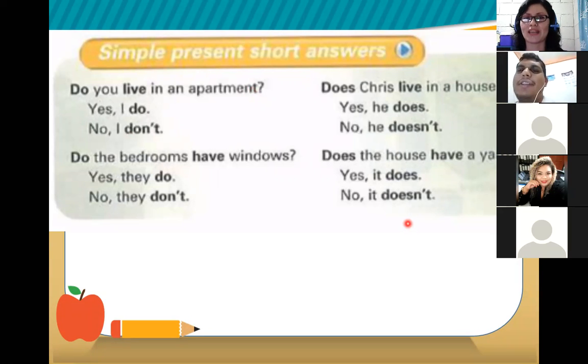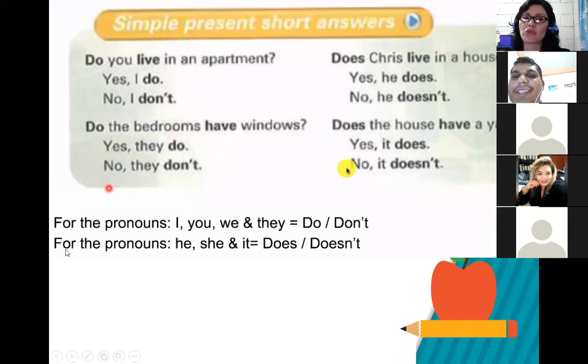Very good. Excellent. Okay. Now, as you were saying, for the pronouns I, you, we, and they, and plural nouns, we are going to use do or don't. Do for questions, don't for negatives. I mean, it's up to you because actually that is like the contraction, right? But if instead of using the contractions you want to use the full form, that's totally fine. You can say, do not. I do not have brothers and sisters, right? Or I don't have brothers and sisters.